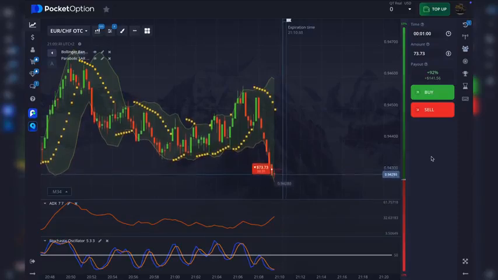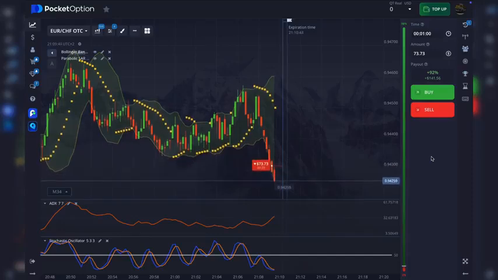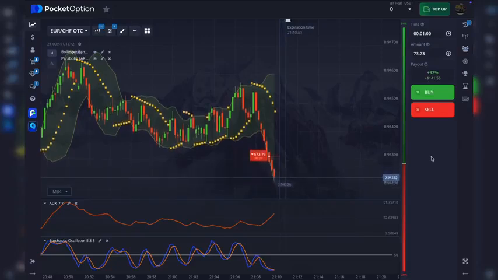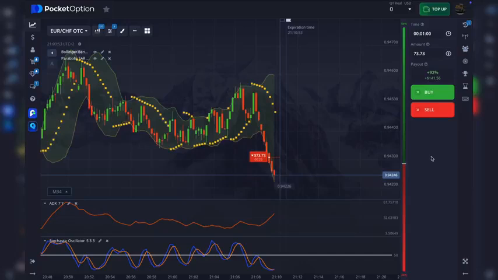Next, we check the Bollinger Bands. For a down trade, the price should be near the lower band. Then we look at the SAR indicator. In this case, to enter a down trade, we want to see dots above the candles. And finally, we check the stochastic. If the value is below 50, that's another good signal to go for a down trade.